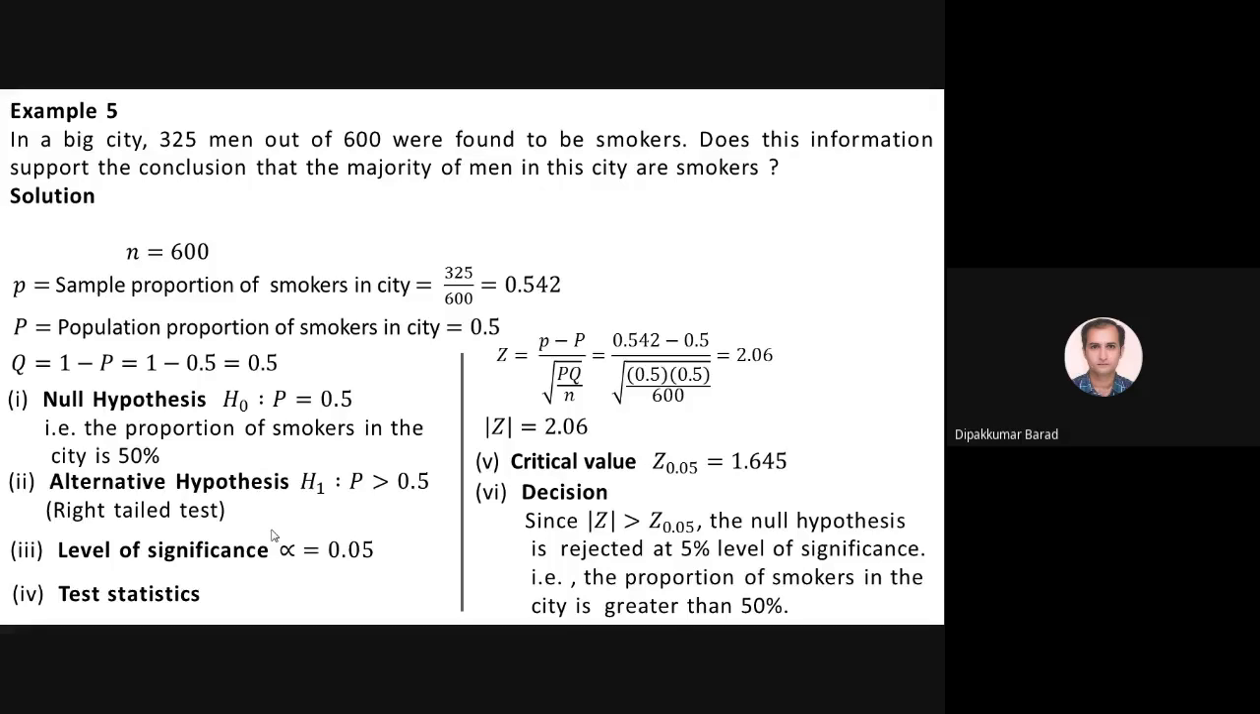Is it clear? Reply in chat box. Anyone doubt? Then you can ask. Okay.